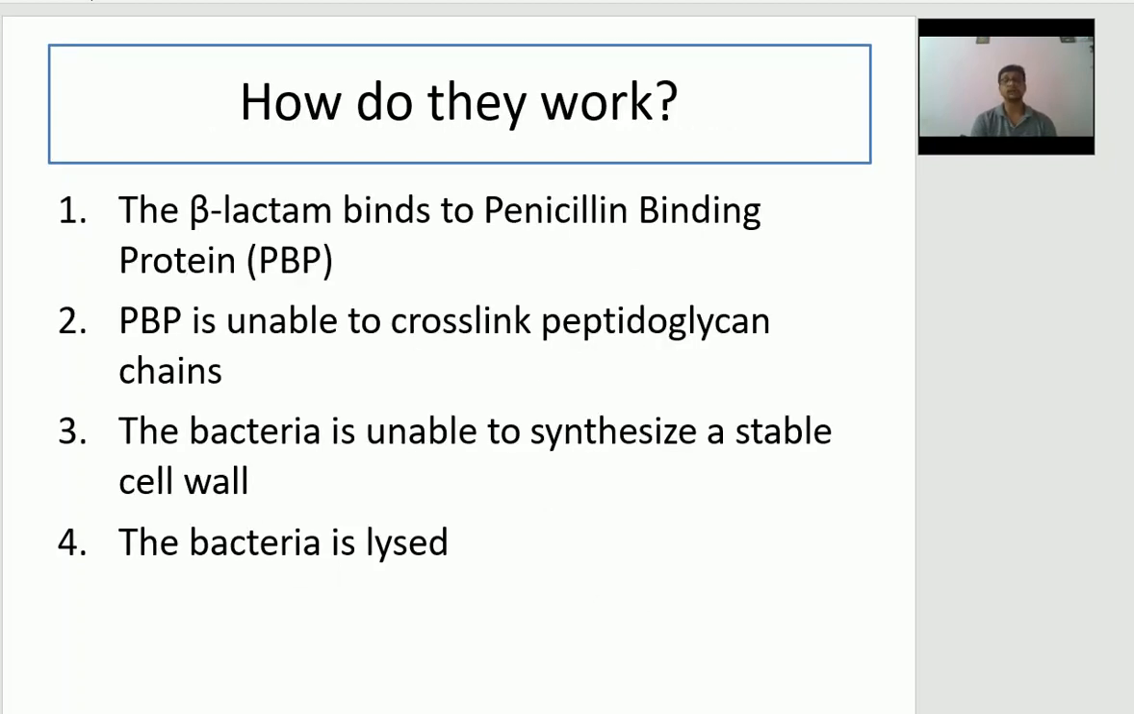Next is how these beta-lactam antibiotics work. Beta-lactam binds to the penicillin binding protein, PBP, and then PBP is unable to cross-link peptidoglycan chains. Then the bacteria is unable to synthesize the cell wall, and lastly the bacteria is lysed or dies.